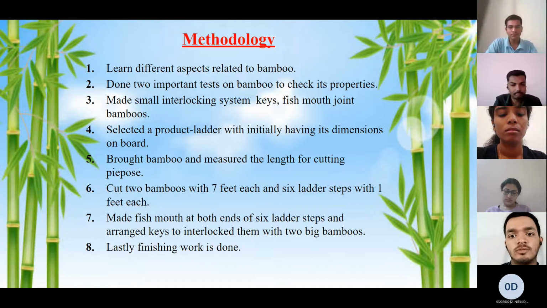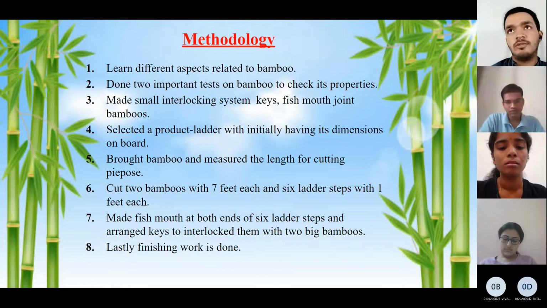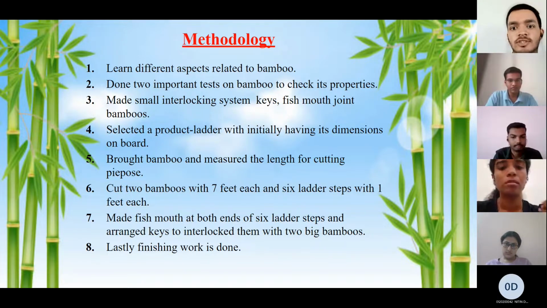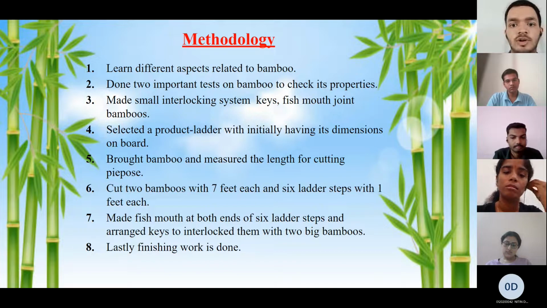Yeah, thank you, Amit. So we will now see the methodology that we have used to make the final product. First of all, we learned the different aspects of bamboo, from the basics to higher level. Next, we did two important tests on the bamboo, which are the tensile strength and compression tests. After that, we made a small interlocking key lock system using fish mouth on the bamboo.